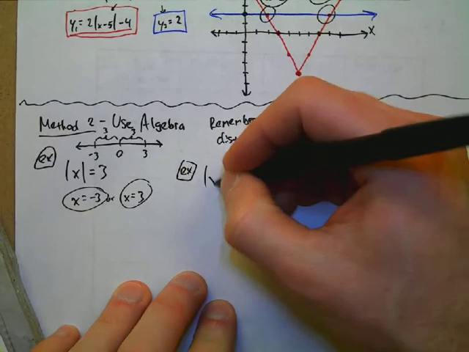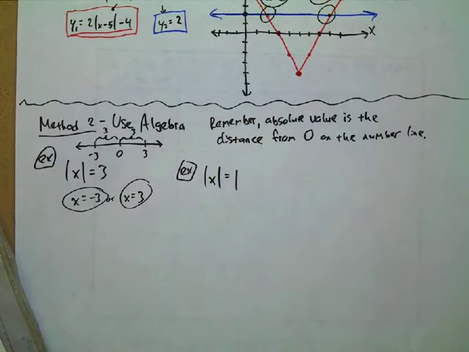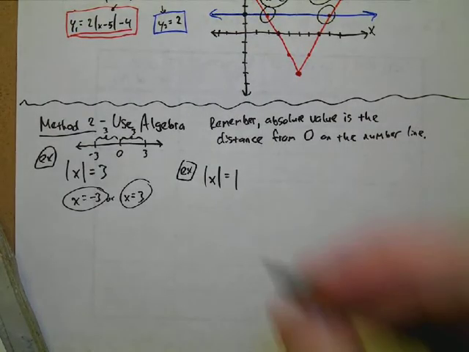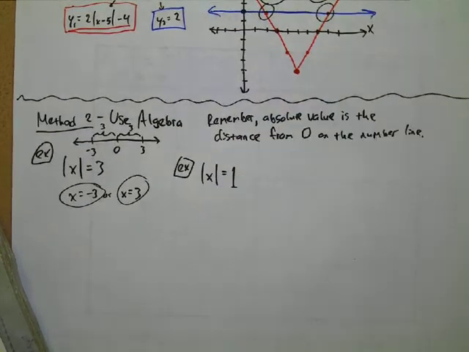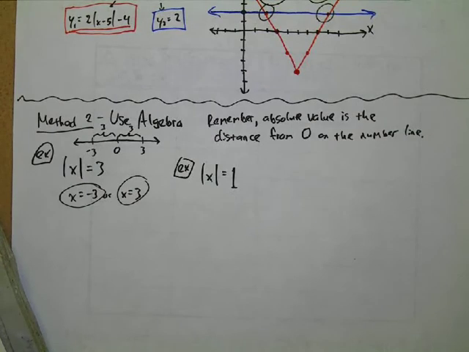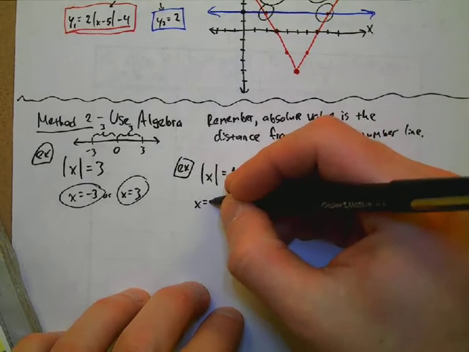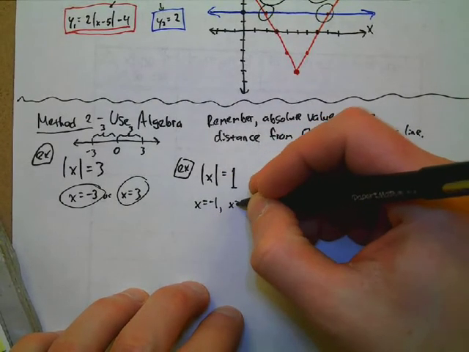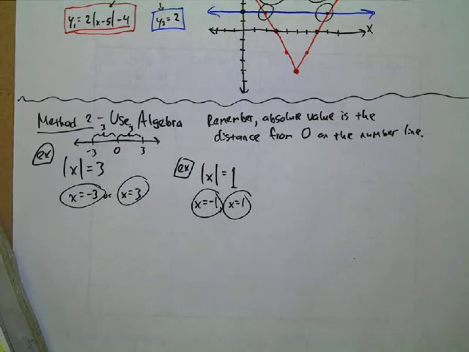Let's do another simple one. Absolute value of x equals 1. Maybe I'll write the 1 like this so it stands out a little bit. What are our solutions here? 1 and negative 1. Two solutions. This is weird, right? Different. Most of the equations that we solve only have 1 solution. Absolute value equations have 2, typically.